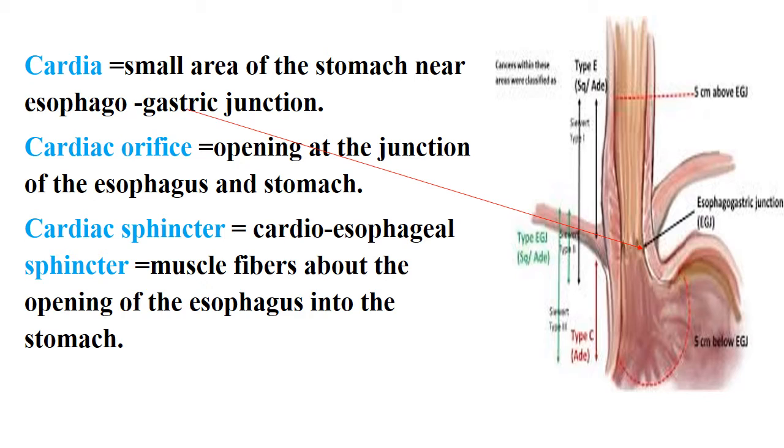Cardia. A small area of the stomach near the esophageal-gastric junction. يقع قرب بين الاسوفاجس والgastric junction. Cardiac orifice is the opening at the junction of the esophagus and the stomach. يكون فتحة بين الاسوفاجس والستومك. Cardiac sphincter, which is a muscle fiber about the opening of the esophagus into the stomach.